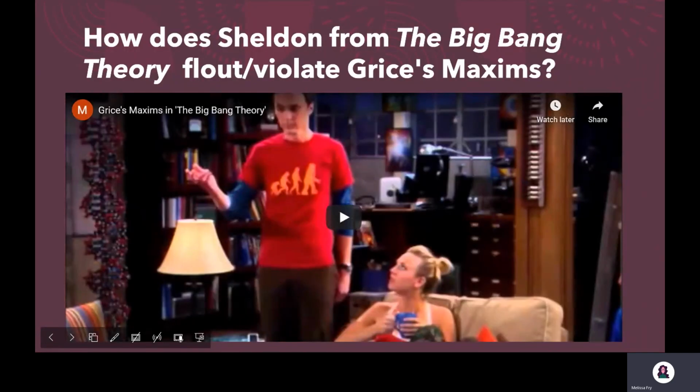All right, so we've gotten some information on the 4 areas: quantity, quality, relevance, and manner. And what we're going to do now is look at how Sheldon from the Big Bang Theory either flouts, so does it on purpose, or violates Grice's maxims.